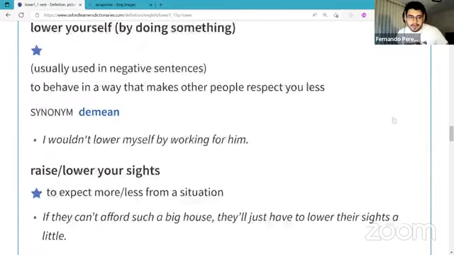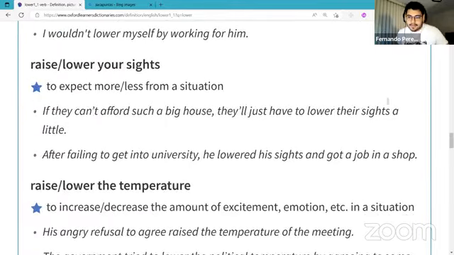Lower the bar, etc. So that's an interesting one.